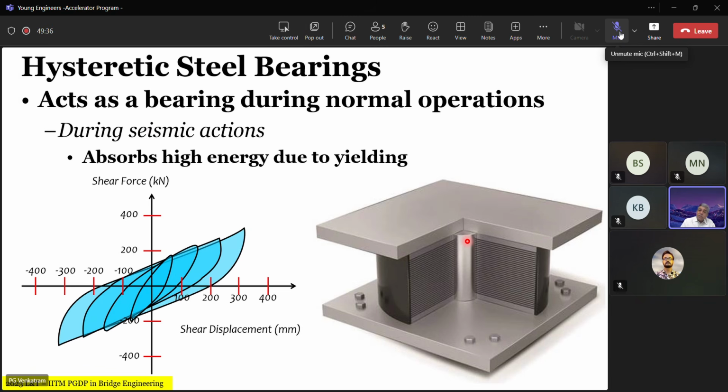Or the other way around, the ground shaking transmits the energy, and how much energy does the structure absorb without failure? And that is where all these energy absorption arrangements come into the picture, and the hysteretic steel bearing is one such bearing arrangement which allows high energy absorption due to the yielding of the lead core, not with anything happening to the rubber, but the yielding of the lead core.